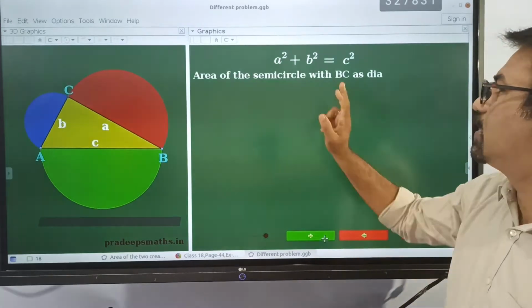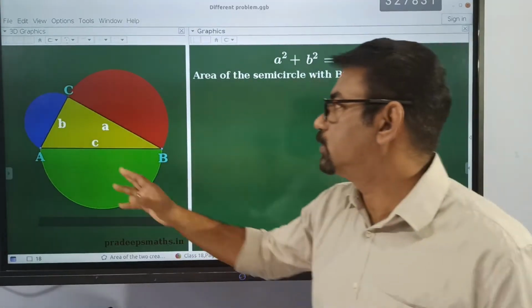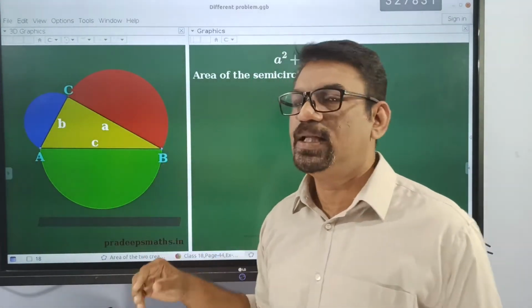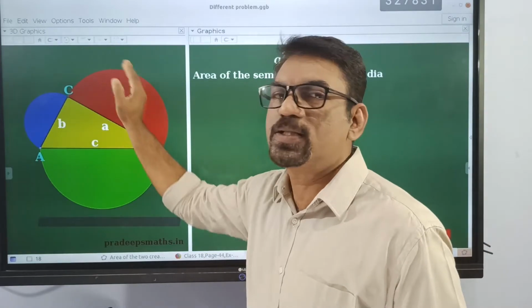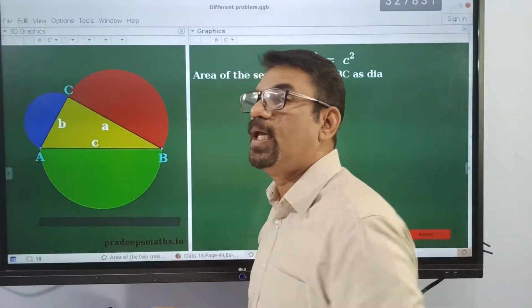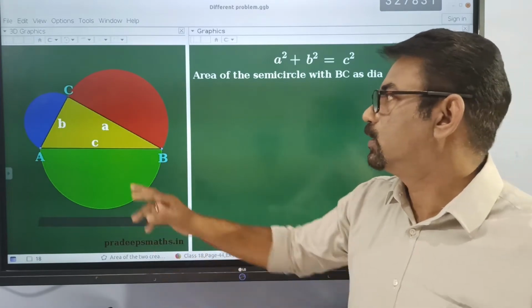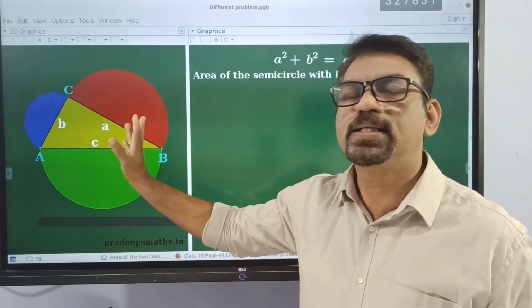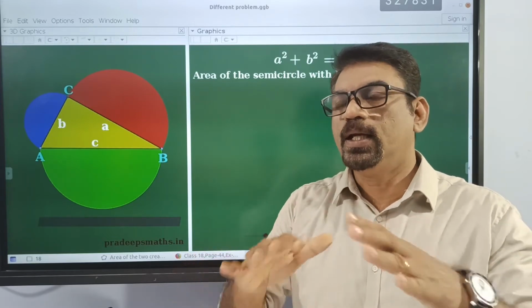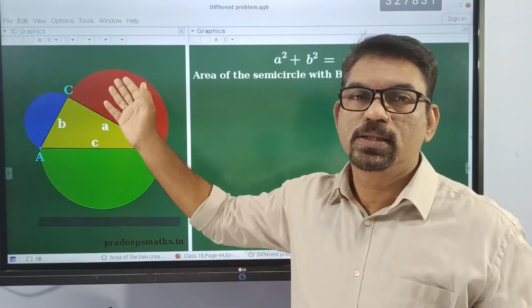So here, the area of this semicircle with BC as diameter. What is the length of BC? It is A. Then what is the radius of this semicircle? If the diameter of this semicircle is A, then what is the radius? The radius is half of A, that is A by 2. Then what's the formula for finding the area of a circle like this?